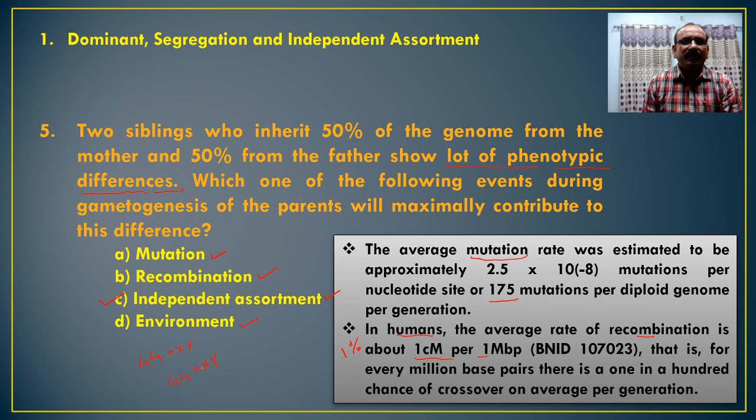Here the total number of combinations because of independent assortment becomes 2 to the power 46, which is greater than 2000 combinations. Hence we can consider that such different arrangements because of independent assortment are a possible way for the introduction of a lot of phenotypic differences. Hence, independent assortment is now the correct answer for this question.